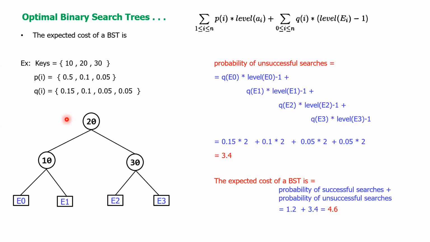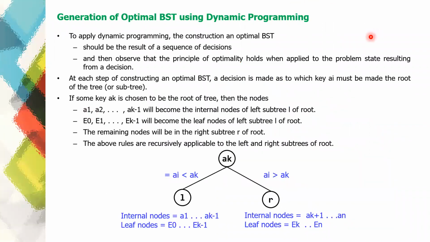Now, once a BST is already there, this is the process through which you are going to calculate the cost of a BST. Right? Now, the challenge is that you have to construct the BST itself such that the cost of the BST is minimum. Such a BST you have to construct by using dynamic programming. And this is the process through which you can construct optimal binary search trees using DP.